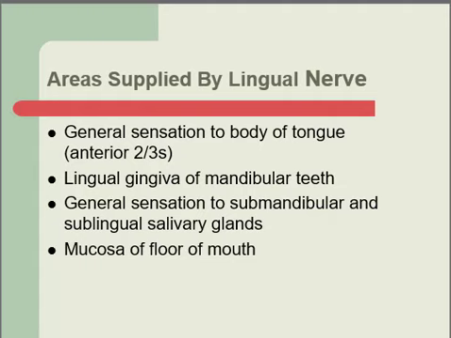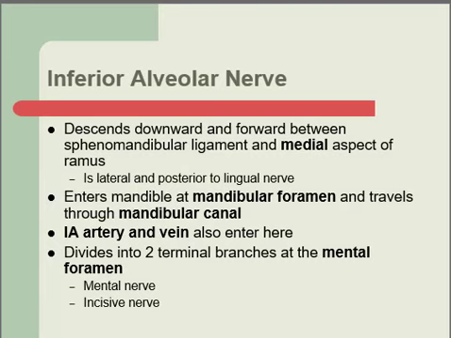So if you're doing an extraction, right, you kind of want that lingual gingiva to be numb, all right, especially if you're kind of tearing it open a little bit. So you will want to get the lingual nerve in addition to the inferior alveolar nerve numb. I keep talking about the inferior alveolar nerve, and here it is. We're going to talk about it.